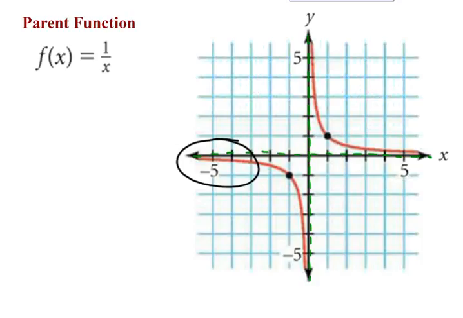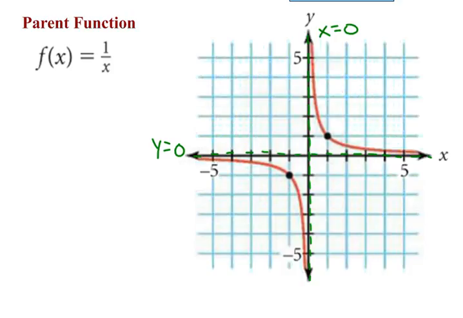Now we can write equations for these asymptotes, as we talked about on the previous page. This vertical asymptote on the y-axis would have the equation of a vertical line at x equals 0. And the horizontal asymptote that is on the x-axis would have the equation y equals 0.